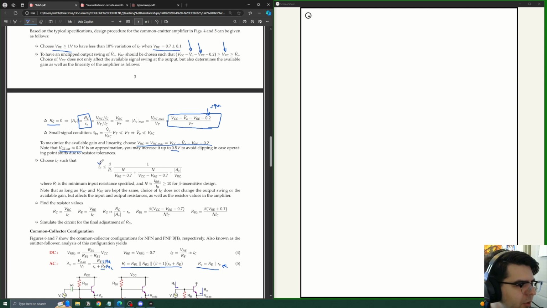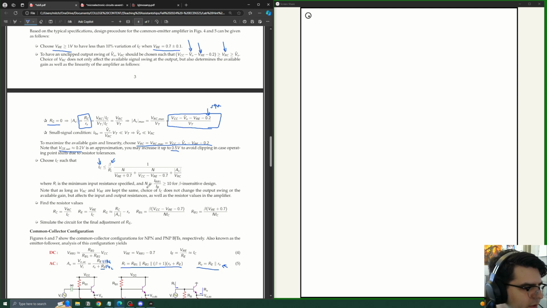Afterwards, we're going to try to pick what our IC is. So you have to pick what the beta is. Worst case scenario, it's going to be 100 as given in the specifications, but you can pick a value between 100 or 200. The design is going to be beta insensitive anyways, so it's not too big of a deal.